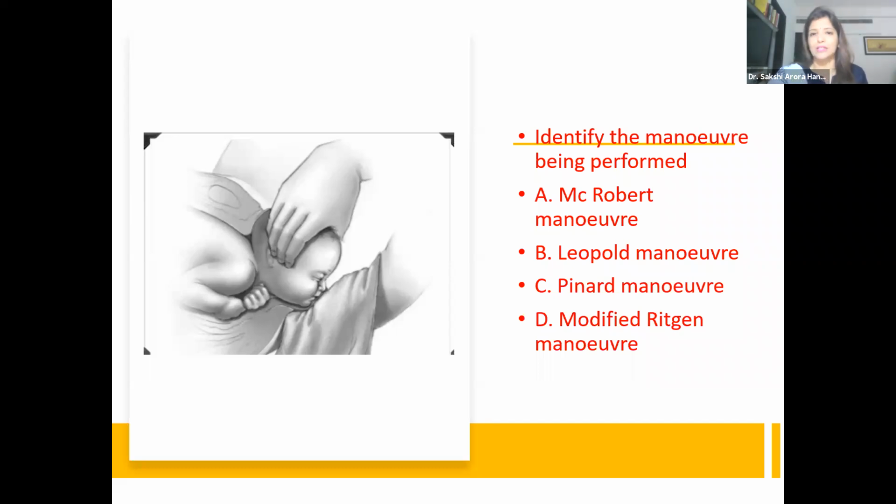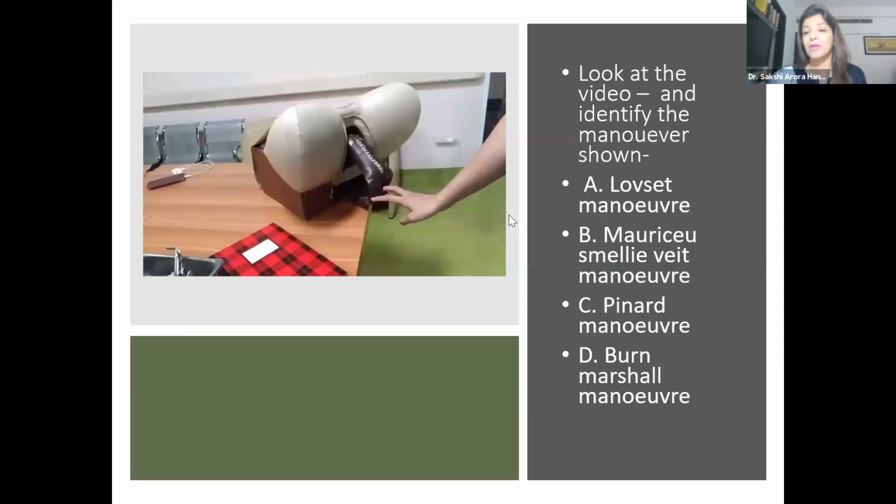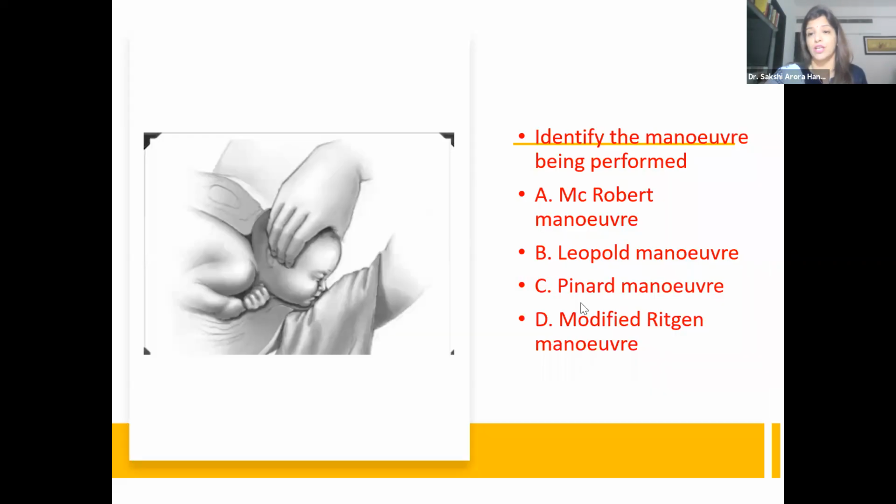Now, that also tells me that you don't know the maneuvers, because otherwise you could have ruled out. Even if you don't know that it is a modified Ritgen maneuver, if you had known what a McRoberts maneuver is and what Leopold's maneuvers are... How did you answer Leopold maneuver? Someone said option B. Is it a Leopold maneuver? Leopold maneuver is done per abdominally when the baby is not yet delivered in an antenatal patient, right? So if you had known McRoberts and Pinard, then by exclusion, you would have told that the answer is modified Ritgen. So I'm going to take up all the maneuvers quickly with you.